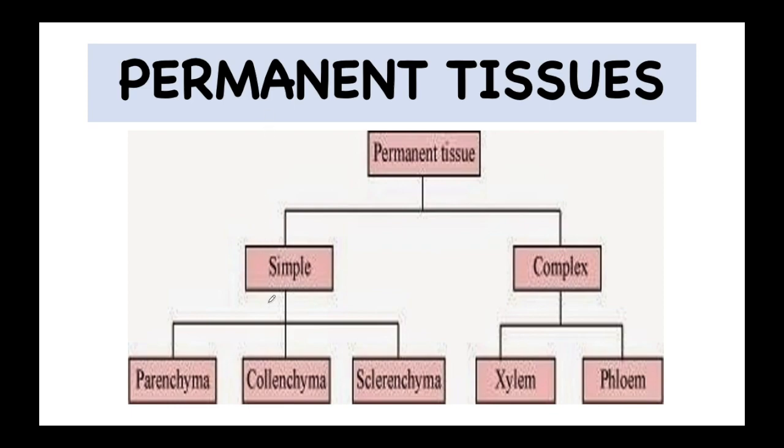Now come to permanent tissues. Permanent tissues are divided into two main parts: simple permanent tissues and complex permanent tissues. Simple permanent tissues are further divided into three main parts: parenchyma, collenchyma and sclerenchyma. Complex permanent tissues are further divided into two parts: xylem and phloem. Xylem and phloem can each be divided into four main parts, which we will discuss later. Now come to simple permanent tissues first. Why are they known as simple permanent tissues? This is because the cells by which such tissues are made are of similar structure and perform similar functions also.